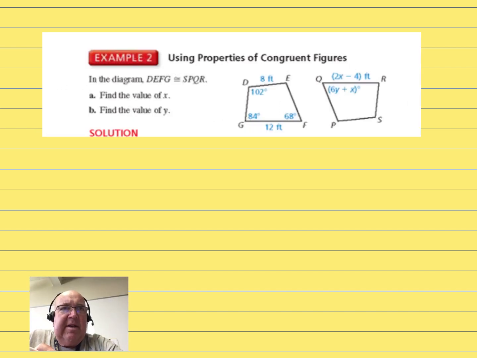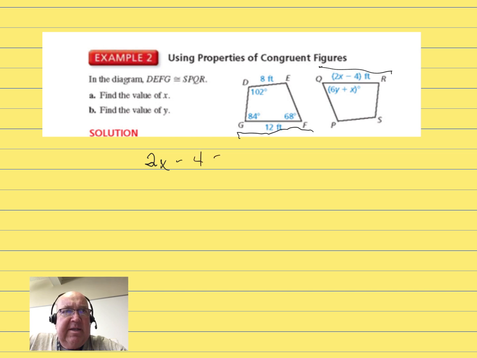Okay, we have a four-sided figure that we are given in the diagram that DEFG is congruent with SQR. So we know that FG is equal to 12, and that is congruent to QR. Because we know that, we can write 2x minus 4 is equal to 12. We're finding the value of x and y, so we're going to add 4 to both sides. We get 2x equals 16.